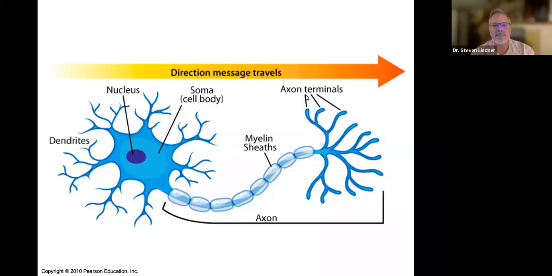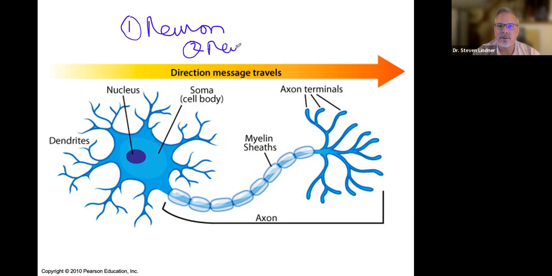Okay, we've already covered epithelial tissue, connective tissue, muscle tissue. The fourth type is called nerve tissue. And in the nervous system, there are two types of cells. There's a neuron, and then the second type of cells are called neuroglial cells. Neuro and glial.